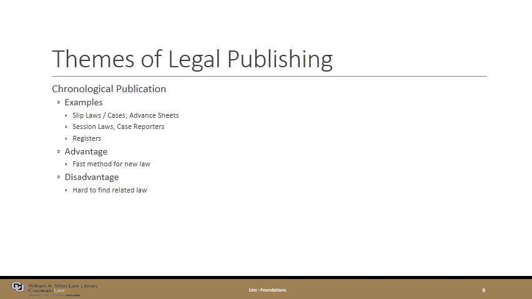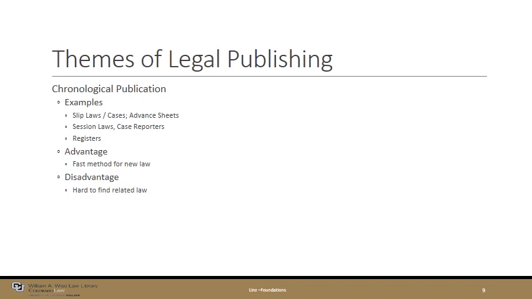So chronological publication is that when law is produced, it is published in the order in which it was produced. It's published chronologically. An example of this would be a slip law or a session law that's issued by a legislative body. As soon as it is enacted, it can be published to their website, and then at the end of the legislative session, these slip laws are collected and published in the session law volumes, in the order in which they were enacted.